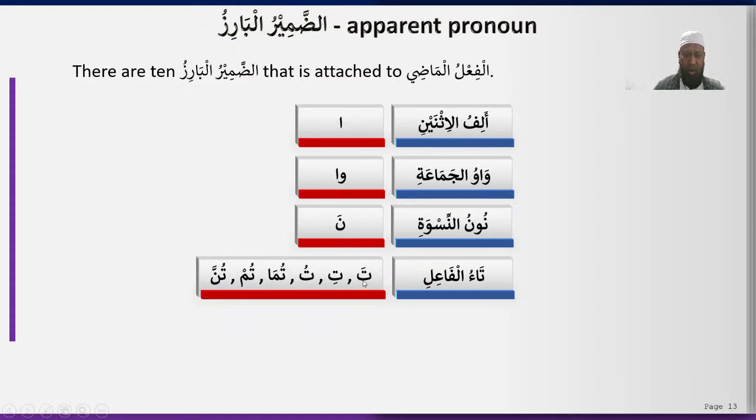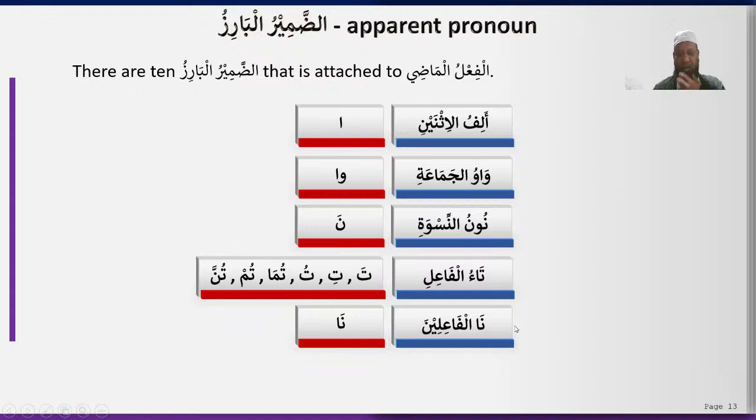And ta, ti, tu, all individual. Ta is a damir bariz, this is the fa'il. Ti is the fa'il. Tu is the fa'il. Tuma is the fa'il. Tum is the fa'il. And tunna is the fa'il. All these are called ta'ul fa'il. And number 10, nun alif na. This is called na al-fa'ilin.